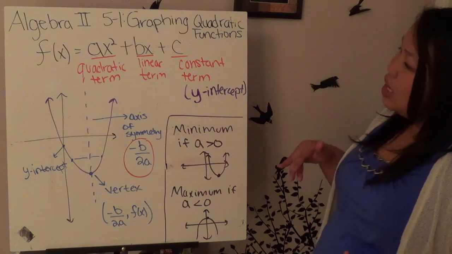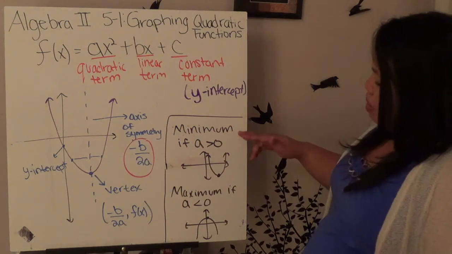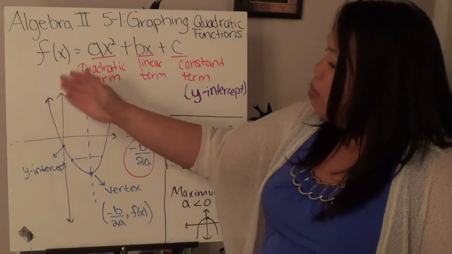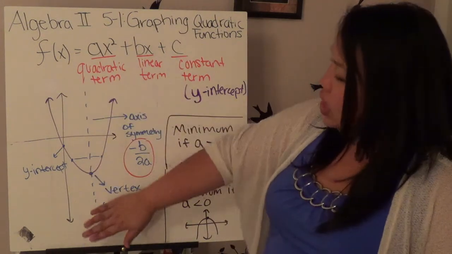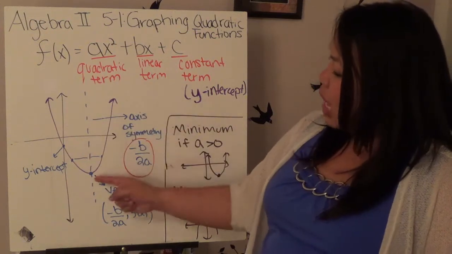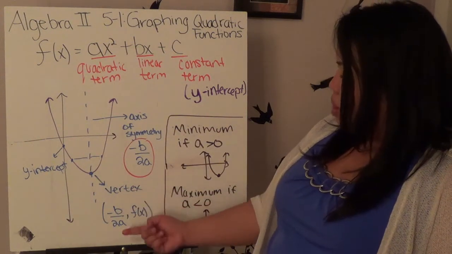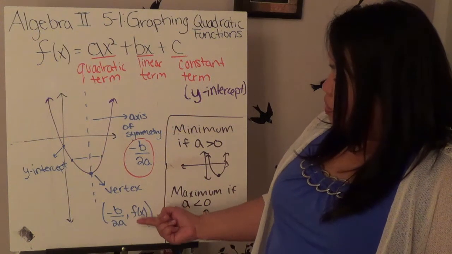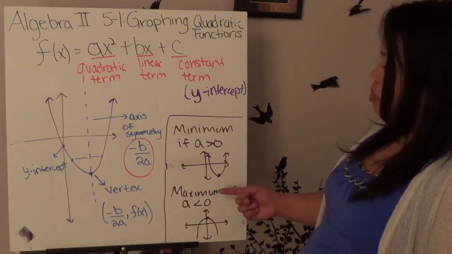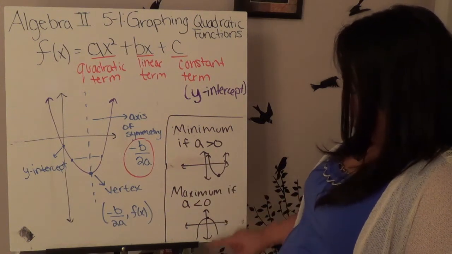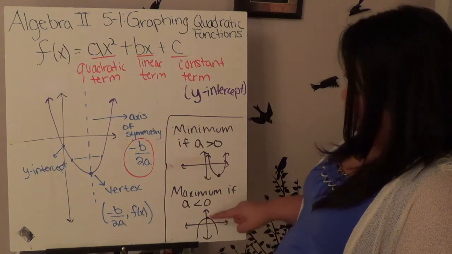Now, one last thing I'm looking for is the minimum and the maximum. Basically, I need to know if this parabola is facing up or facing down. If it's facing up, then it has a low point, which is the vertex, which is the minimum. The maximum would be if it was facing downwards. Do you see that? It's basically the high point, which is the y of the vertex.